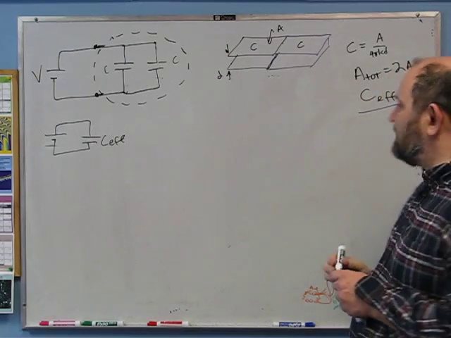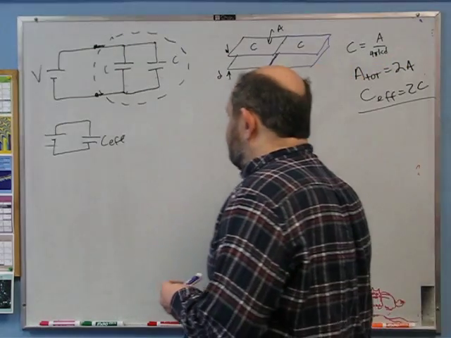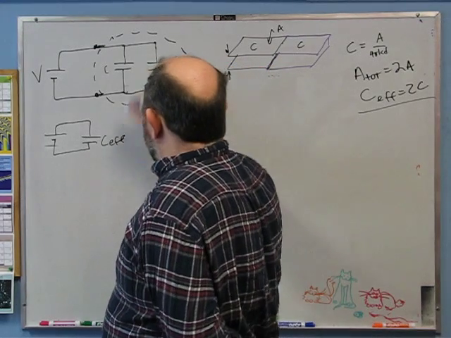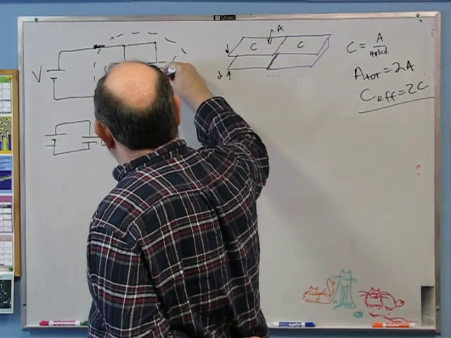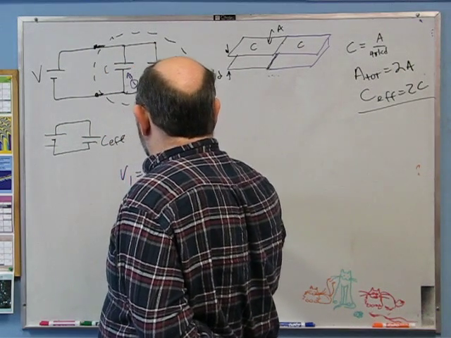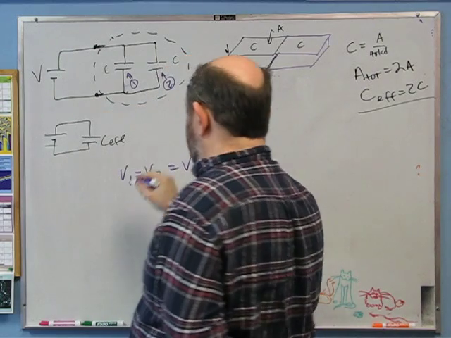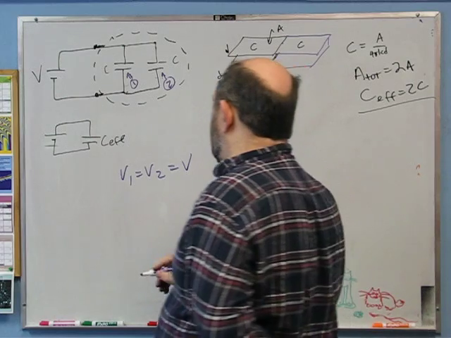But what if it's not a parallel plate capacitor? Do I get the same answer? So here's another way you can think about this. We're going to call this number one, and we're going to call this number two. And you know that V1 equals V2 is equal to just the voltage across this battery, where this is the potential difference across one capacitor, that's the potential difference across the other capacitor.